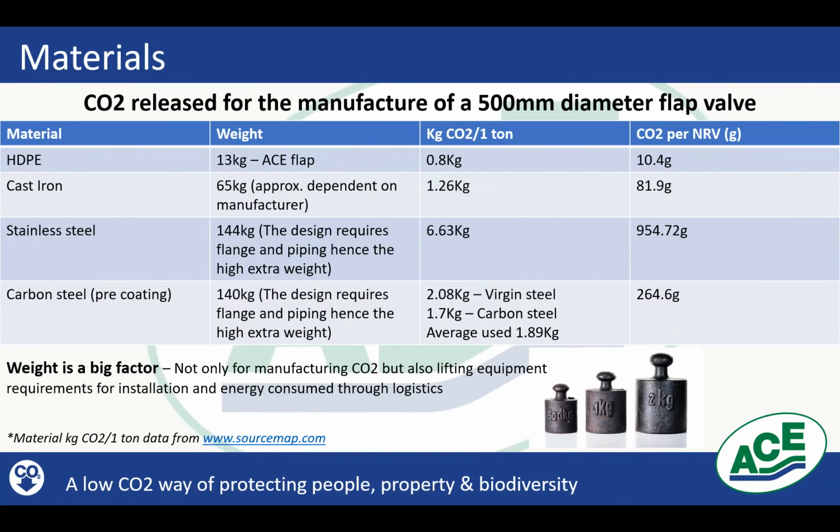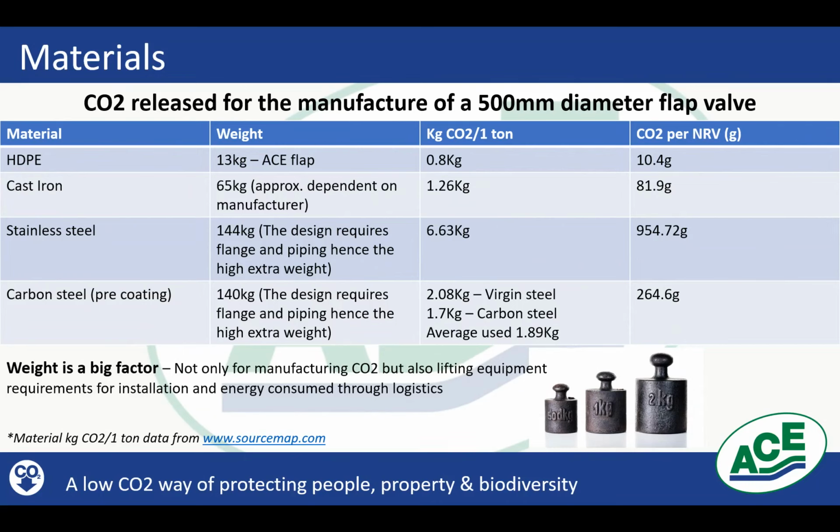Now, when you just look at the material, per ton, how much CO2 does it produce, you can see there's not a huge amount of difference between the HDPE and the cast iron. The HDPE produces 0.8 kilograms of carbon per ton, and the cast iron 1.26. However, because the HDPE is so much lighter, we're able to produce a lot more valves from a ton of HDPE than we would be able to from a ton of cast iron.